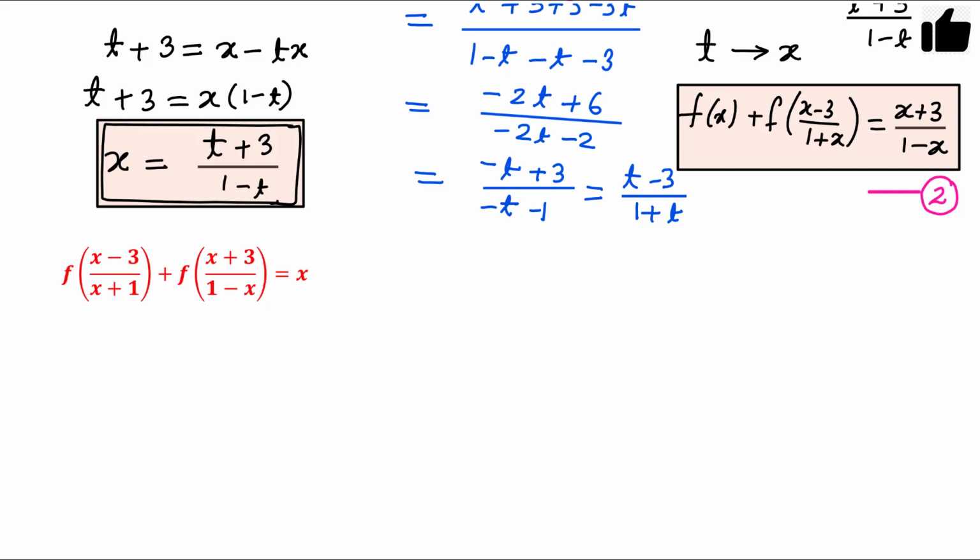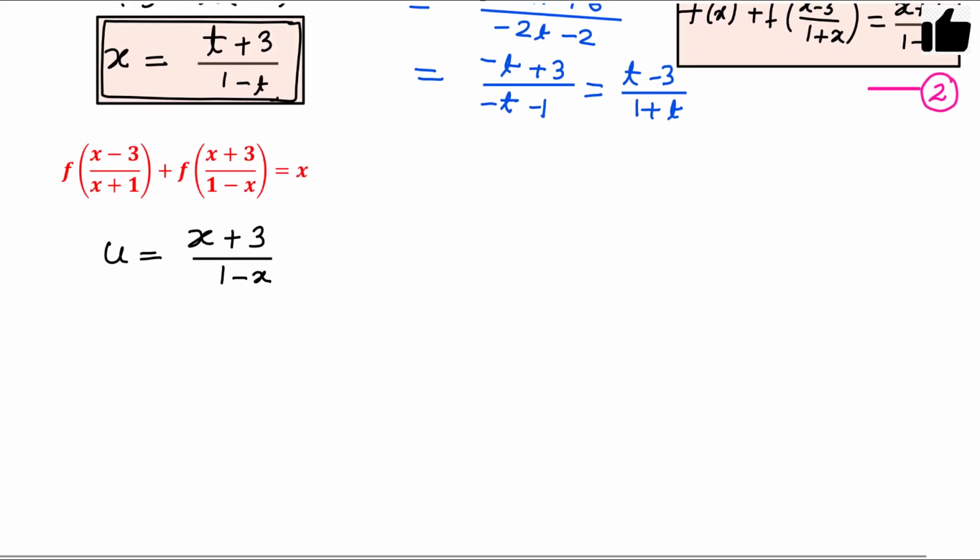So I have copied equation 1 once again. This is same as equation 1. Now we made a substitution here, that is (x plus 3)/(x plus 1). Now we will repeat the same step, but this time we will make substitution for this term, that is (x plus 3)/(1 minus x). So let us do this substitution. Let's call u. u equals (x plus 3)/(1 minus x).